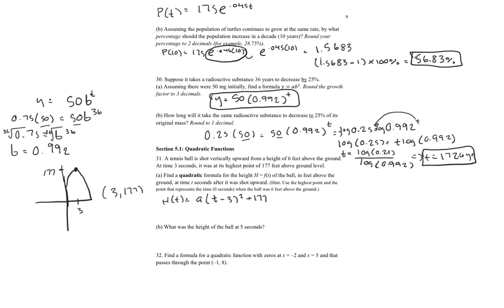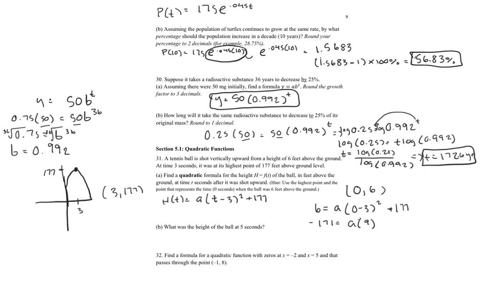Now we don't know this a, but we can find it because it says a tennis ball is shot vertically upward from a height of 6 feet above the ground. So at the time it was shot, at 0 seconds, it was 6 feet above the ground, right? So we can use this point to solve for our a. Then we have 6 equals a times 0 minus 3 squared plus 177. If we subtract 177 on both sides, we get negative 171 equals a times negative 3 squared. Negative 3 squared is just 9, right?